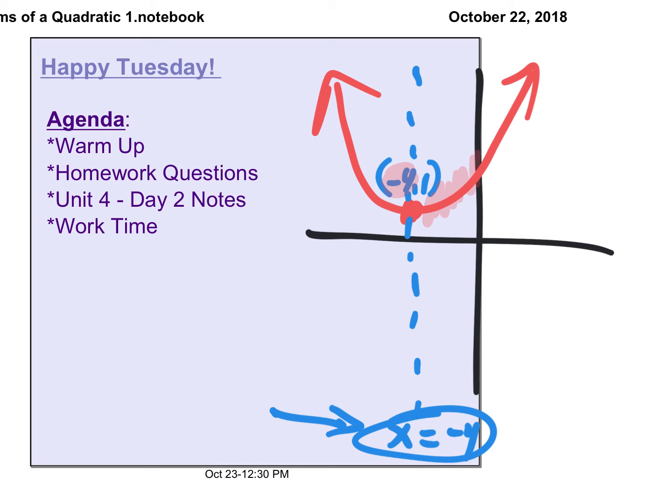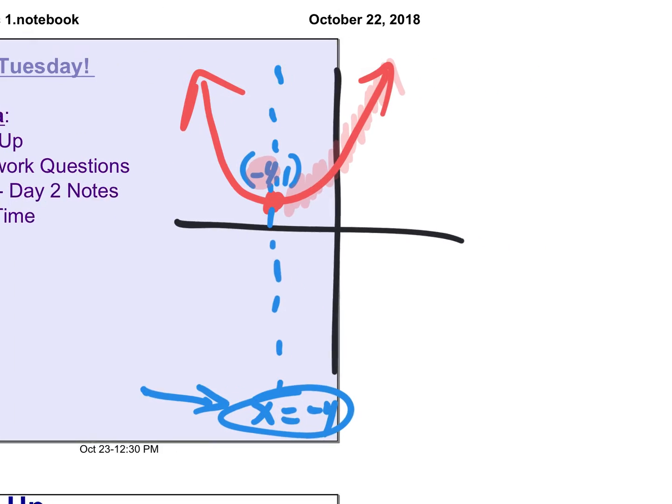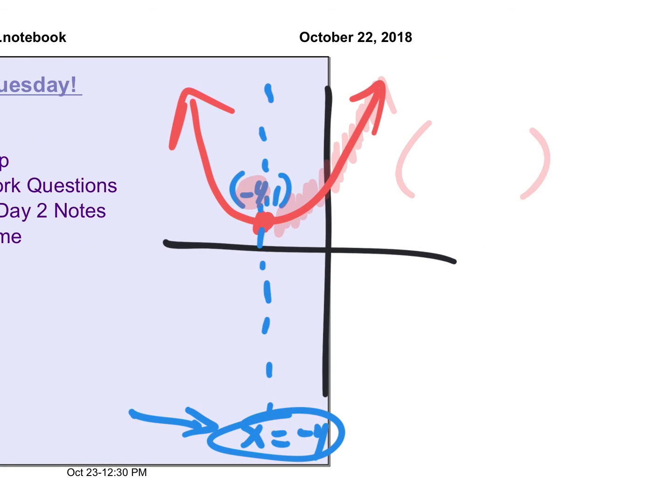This part here that I'm shading in, during that part, is it increasing or decreasing? Increasing. Please write the name for it. That zone where it was increasing. Hint, it has to do with the vertex.